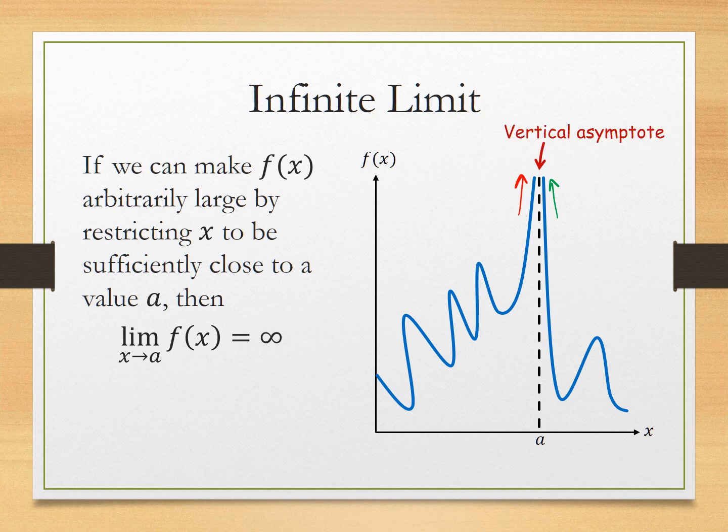We have a specific name for such a point. We call that a vertical asymptote. It's just a name, right? It's called a vertical asymptote. And it appears in some common functions that you would see, like tangent.